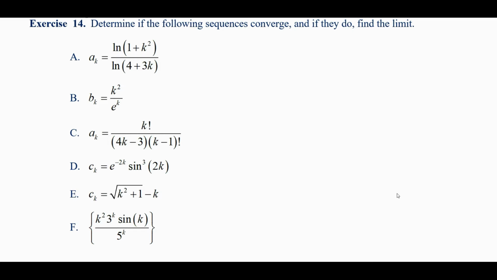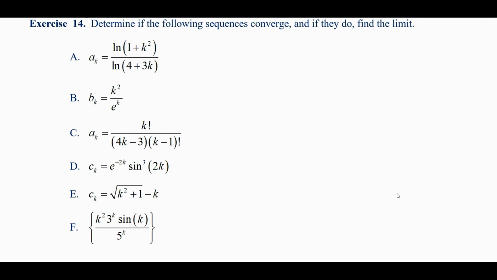So the first one is the terms of the sequence are a sub k equals natural logarithm of 1 plus k squared divided by the natural logarithm of 4 plus 3k. And the next one, b sub k equals k squared over e to the k power. The next one is a sub k equals a fraction. The numerator is k factorial. The denominator is 4k minus 3 in parentheses times k minus 1 factorial.